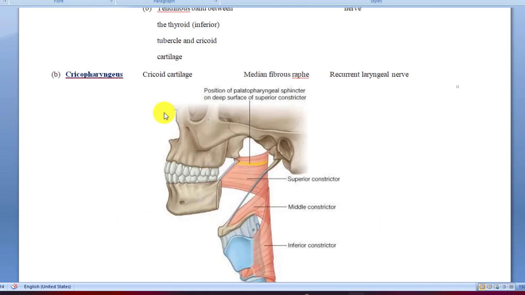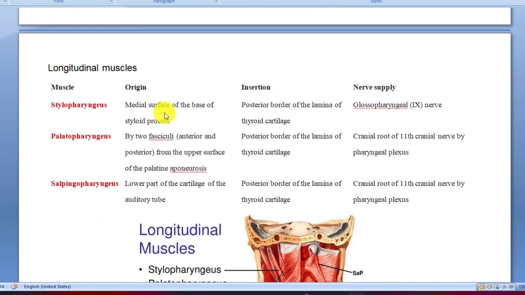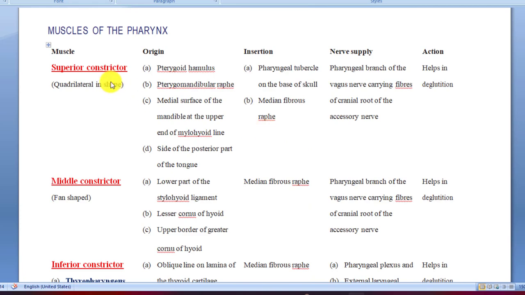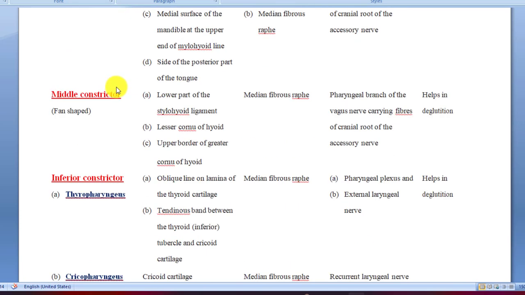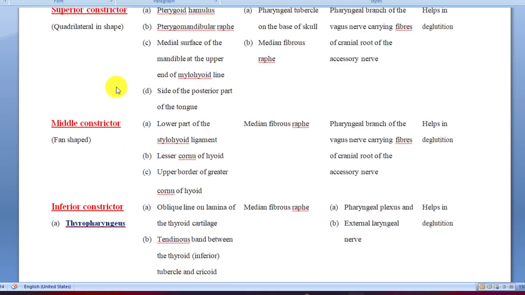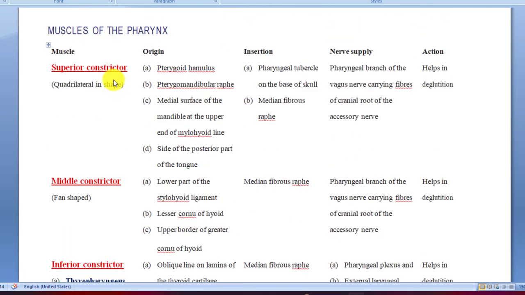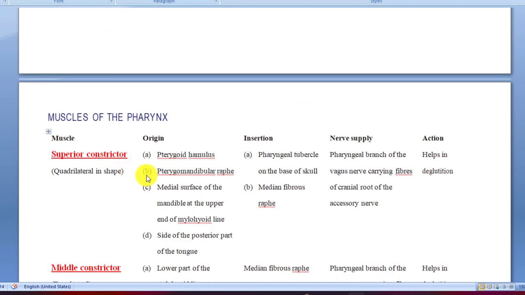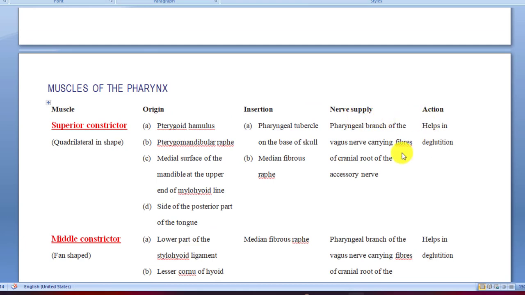These are the muscles. And in the diagram we will show you, these are some longitudinal muscles. Now let us discuss the muscles. There are four circular muscles, I will say, present in the pharynx. The first group is the superior constrictor muscles, then the middle constrictor, and then the inferior constrictor muscles. The inferior constrictor muscles are the thyropharyngeus muscle and cricopharyngeus muscle, right?